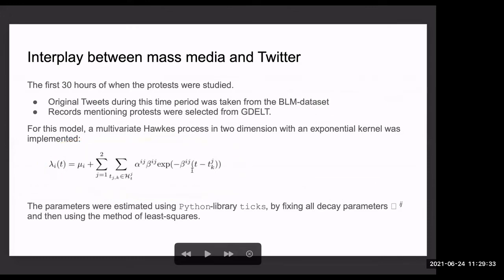And this was estimated using a Python library called Tick. And this should also be a beta. What Tick does is you give a set value for beta, and then it uses some complex method of least squares to pretty quickly fit the rest of the parameters.